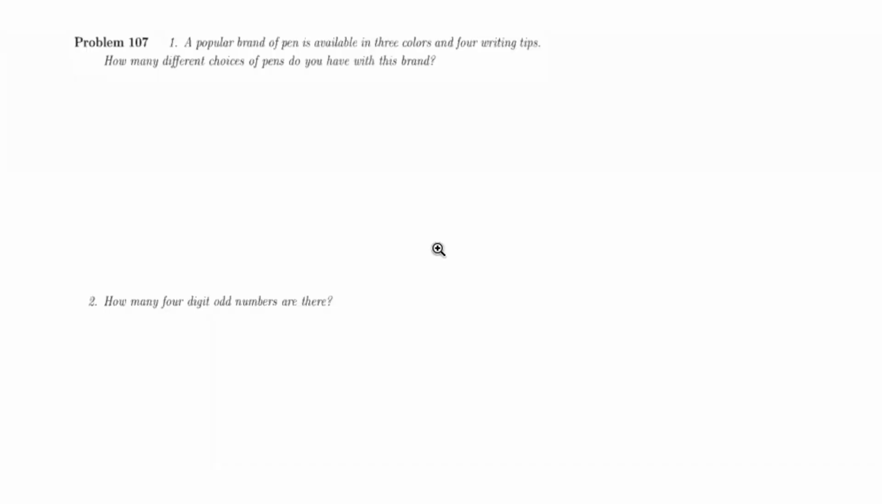Okay, so let's do the first page here. Number 1. Let's see. Patrick, what do you think? For number 1, I have 12. How do you get 12? With the 3 colors and the 4 tips, I just multiplied 3 times 4. Okay, 3 colors and the 4 tips.